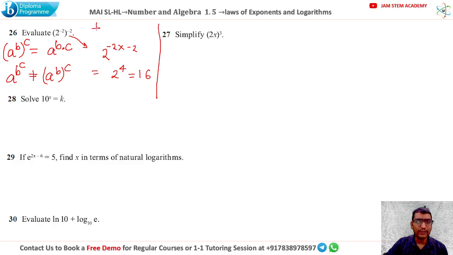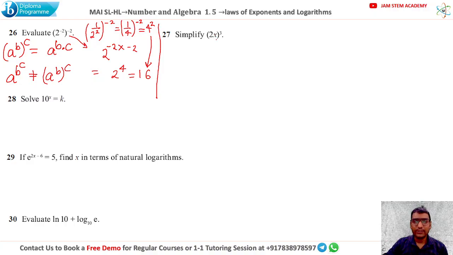You can also write it as 1 over 2 squared, right? Whole raised to the negative 2. What is that? 1 over 4 raised to the negative 2. Again, you can write it as, this will go into the numerator, okay? So 4 raised to the power 2, that is again 16. So both give you the same result. So it doesn't matter which method you use here.